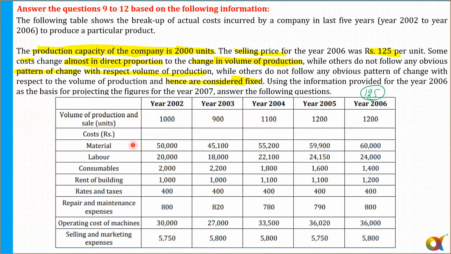So can I say material cost is in direct proportion? Please tell me yes or no. Material cost is definitely in direct proportion. For each of the years it is 5 times, so it is in direct proportion.